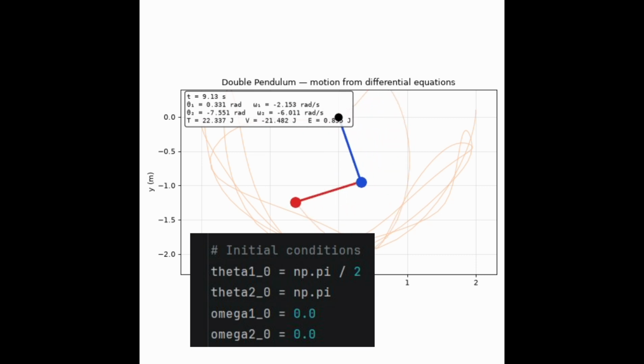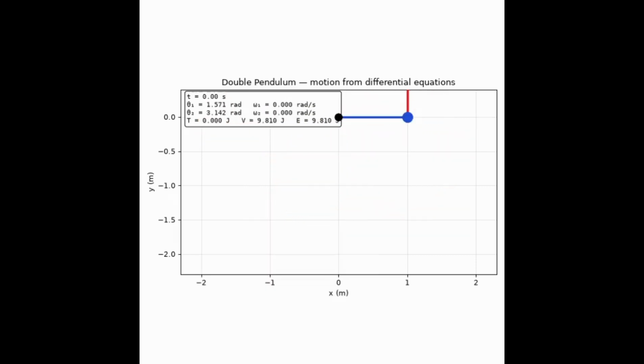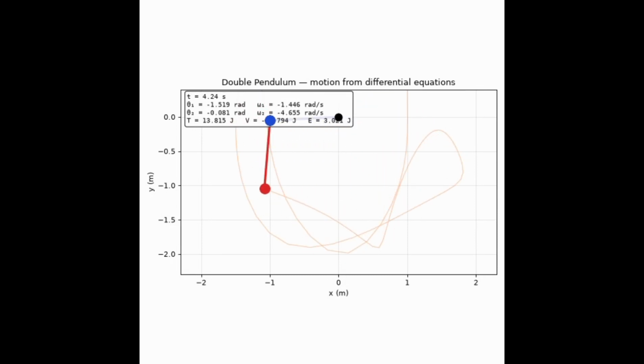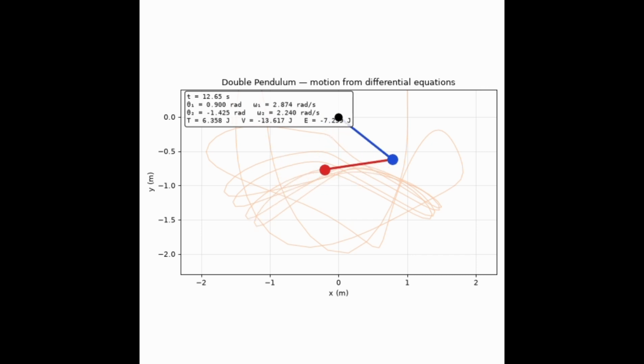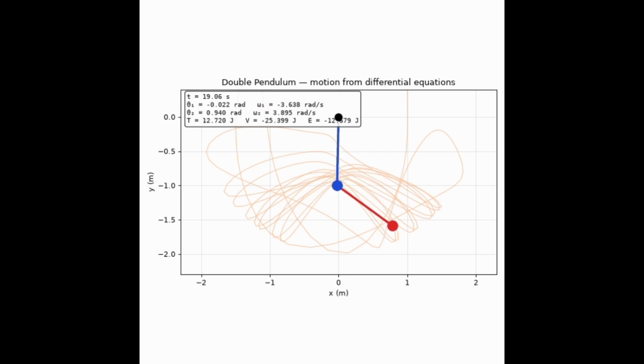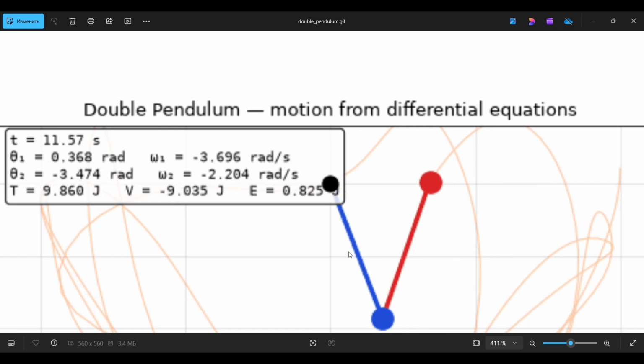Now let's modify the initial value of the second angle θ2. Although the change is relatively small, the resulting motion becomes significantly different. This demonstrates one of the most important properties of nonlinear systems: sensitivity to initial conditions. Even a small change in the initial conditions may produce completely different trajectories.